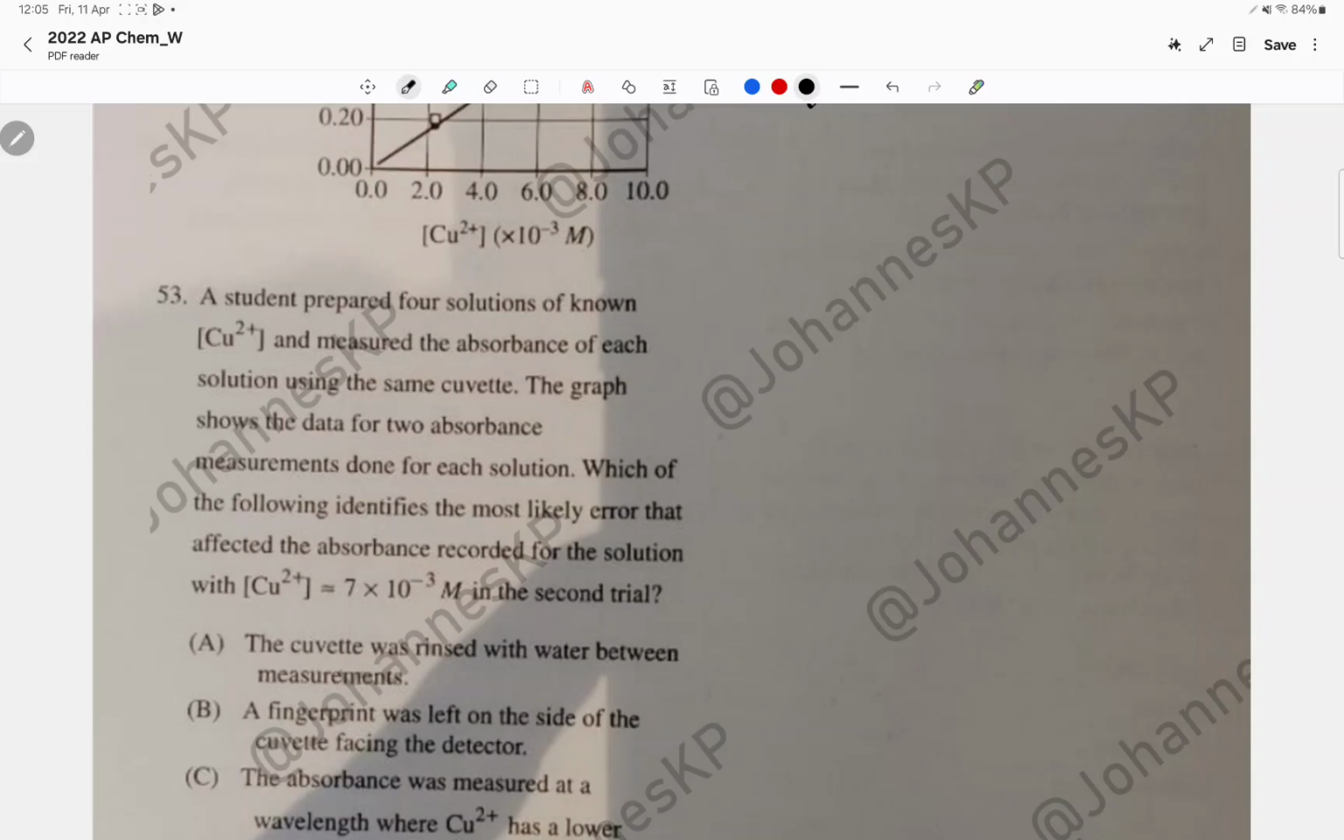We should look at that. There's a fingerprint here. That's why it's higher than normal. Cool.